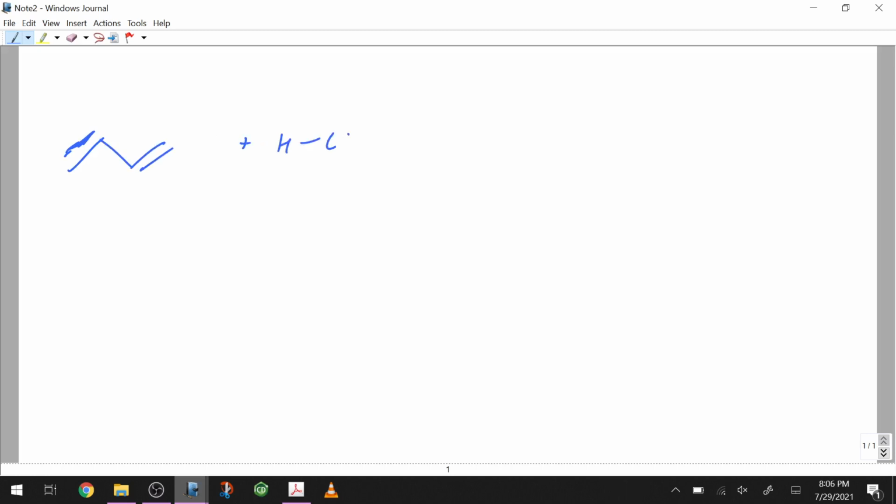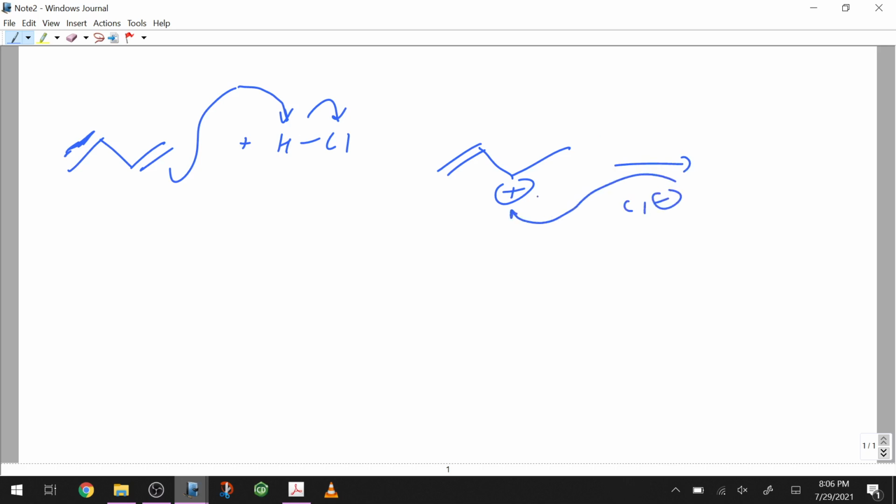And we have our HCl. First step, attack the hydrogen. Form a cation. Now, that can go one of two ways. Either it gets directly attacked by the chloride, one of the products, or, I'll redraw it so we don't have overlapping arrows, or we have resonance.